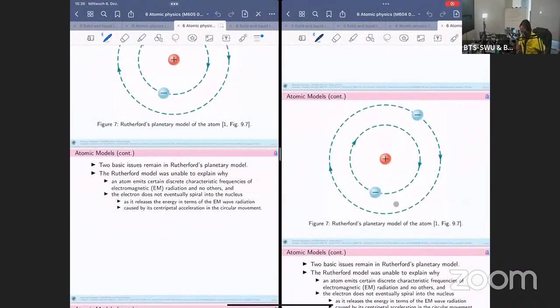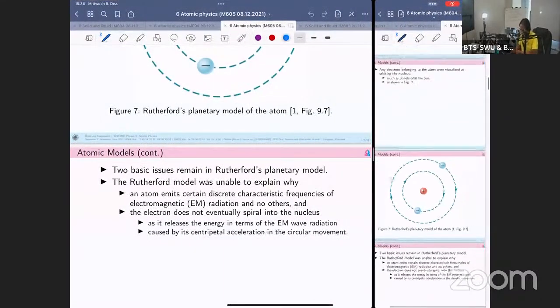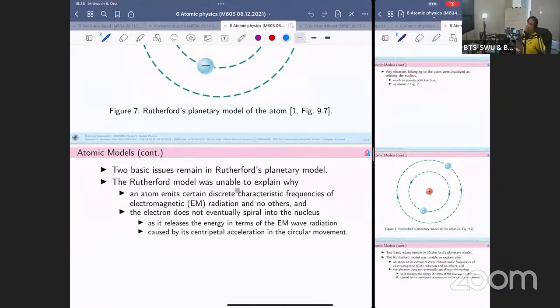Anyway, the model by Rutherford has some problems, because if you use the knowledge of classical physics, the Rutherford model could not explain why an atom emits certain discrete characteristic frequencies of electromagnetic radiation and no others. The electron doesn't eventually spiral into the nucleus.